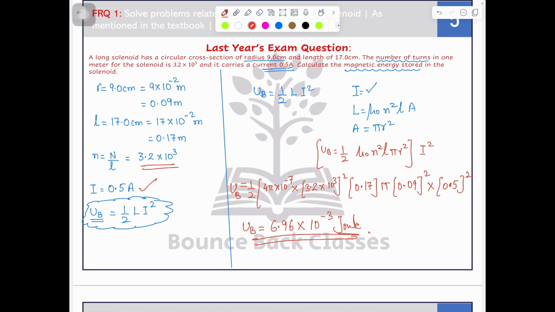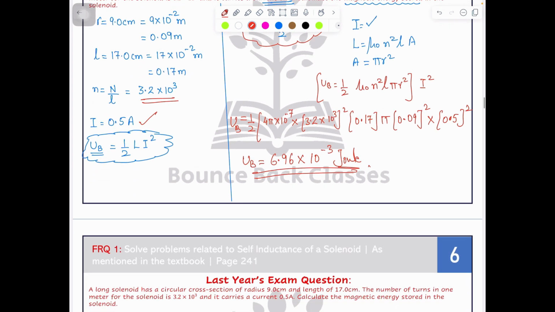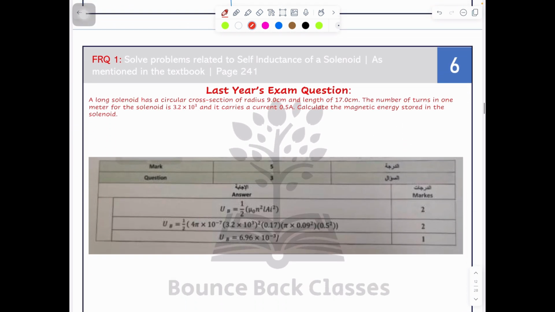Guys, it is not like they will use the self-inductance and tell you to find only L. They can ask you other things also. Just like in this question, they ask you the energy. So we should know this formula, and this formula is also given in your data booklet. Okay, and for this question, I will give you the answer sheet also, and I just took it from the exam, so you can check. This is for your formula for 2 marks.